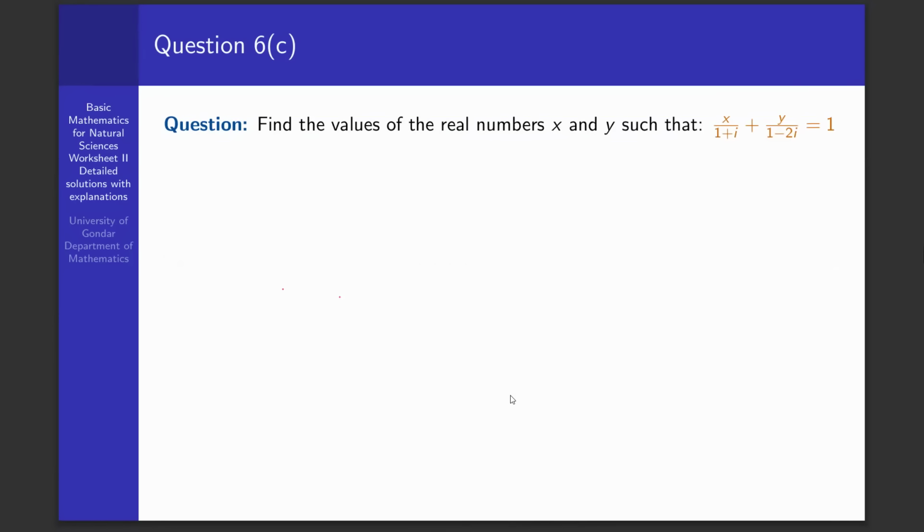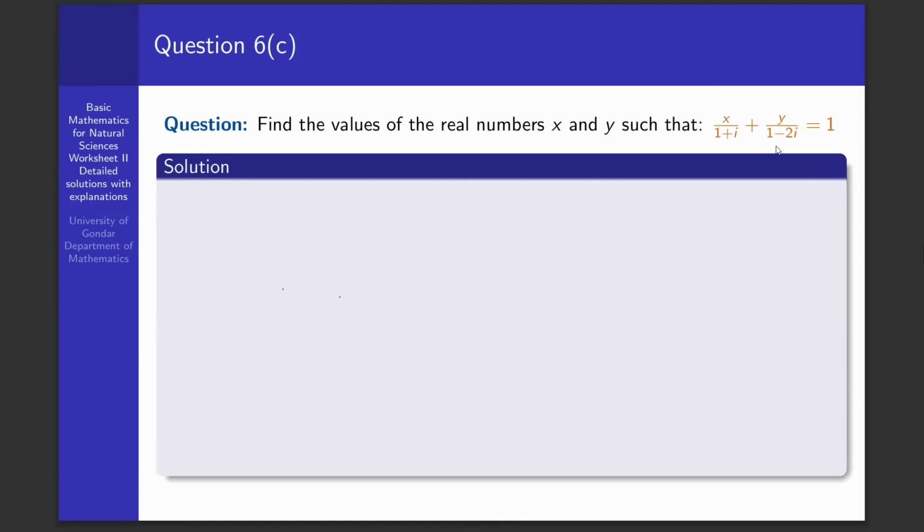The next one is question number 6, where we find the values of the real numbers x and y such that x over 1 plus i plus y over 1 minus 2i is equal to 1. Again, we are solving for the values of x and y which can make this equation involving complex numbers true.